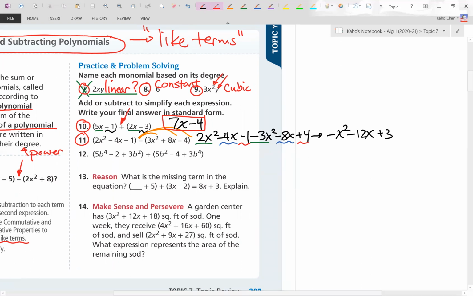Any questions? That was not too bad. We'll just combine like terms. All right, number 12. Addition problem, yay. We just pretend the parentheses aren't there.